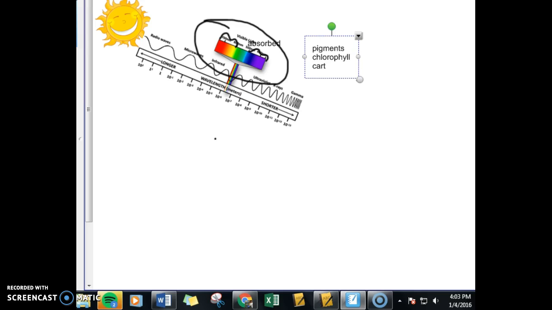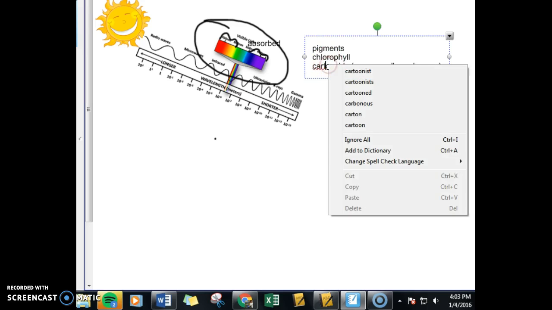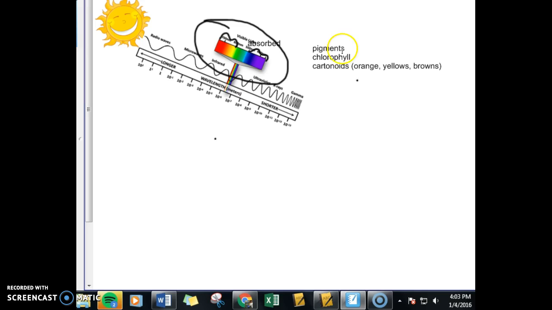But there are also things called carotenoids, which are the oranges, yellows, and browns, and those give plants their color in the fall. In the fall, when we're facing away from the sun, the lower frequency waves have a longer way to travel. And so these other pigments, the carotenoids, get picked up, and that's why deciduous trees turn color, to gain as much energy as they possibly can from the sun.